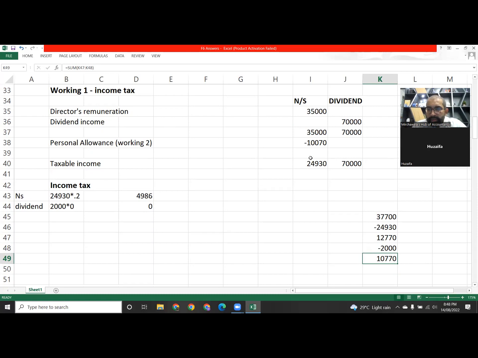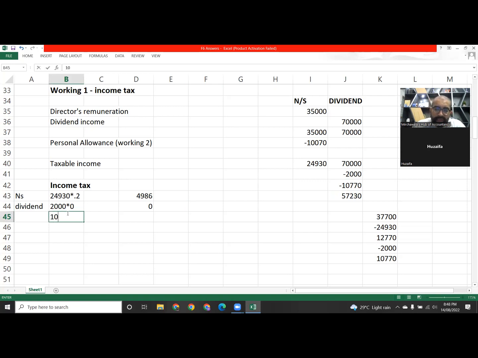Now look at here. Minus 2,000, and minus 10,770. Can you tell me how much dividend income will be left for the second band? It's 57,230. So let's write the rates.